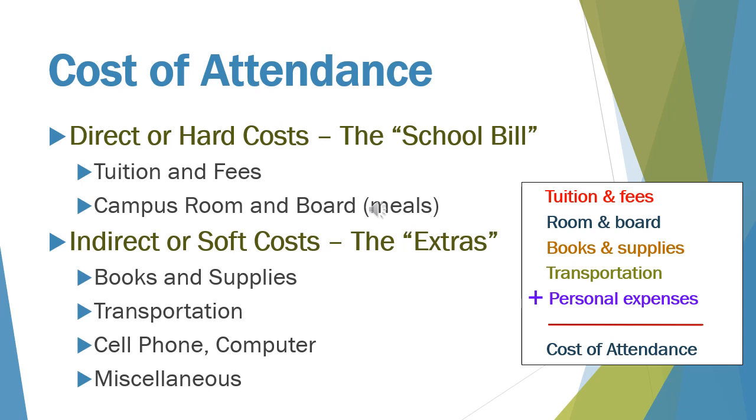The cost of attendance can be found on all college websites. Search for cost of attendance. It can be broken into direct or hard costs. This is the bill you will receive from the college for tuition, dorm room, and meal plans. The indirect or soft costs are the extra expenses that you will have for things like books and supplies, transportation costs, cell phone and computer, and miscellaneous personal costs. All of these things totaled together will equal the cost of attendance.